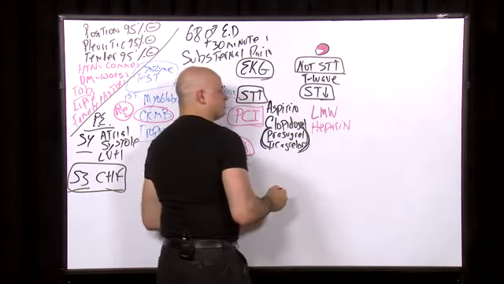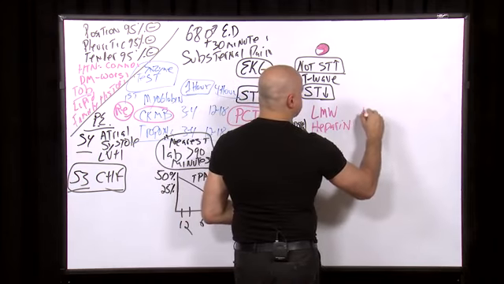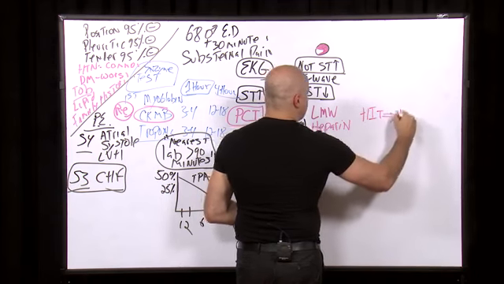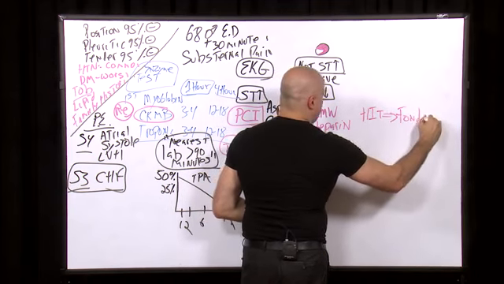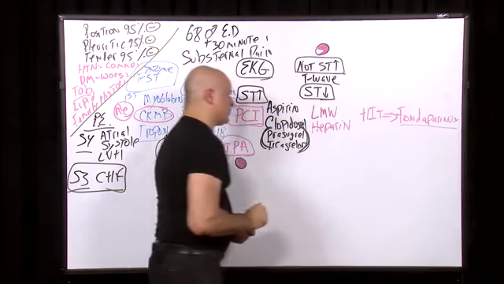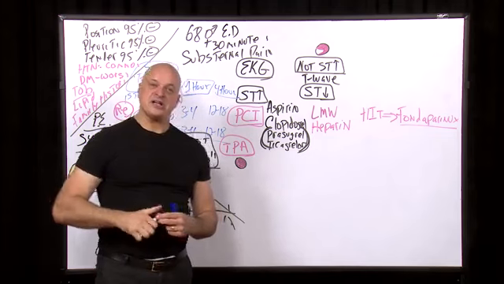Bonus point. What if you have heparin-induced thrombocytopenia and you can't use it? Heparin-induced thrombocytopenia, then we use fondaparinux. Fondaparinux, it's a 10A inhibitor.